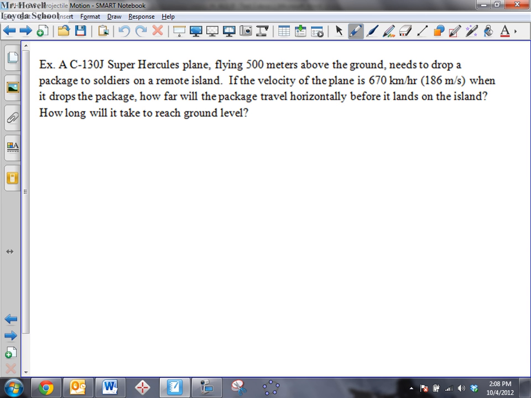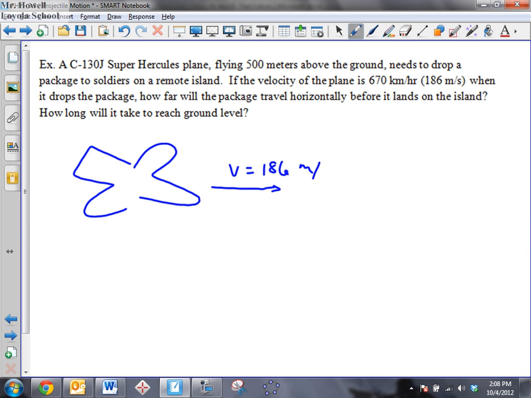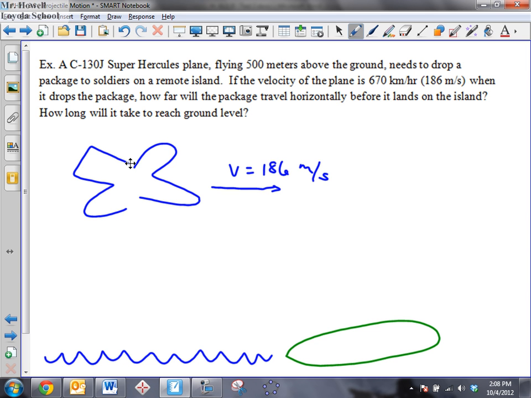Again, drawing things really does help. So I'm going to draw a quick airplane over here. The airplane is traveling in this direction. The airplane's velocity is 186 meters per second. We know that the airplane is above the ground, but we know that here is all water. And we've got this island here, and then we've got more water. We're told the distance above ground of the airplane is 500 meters.